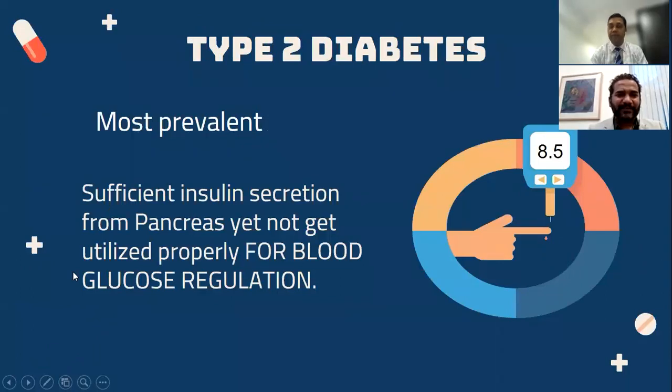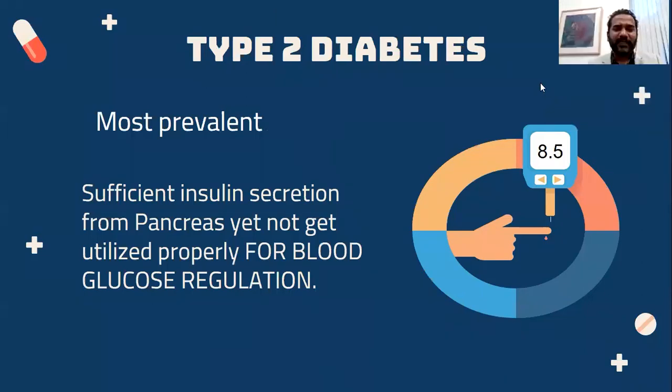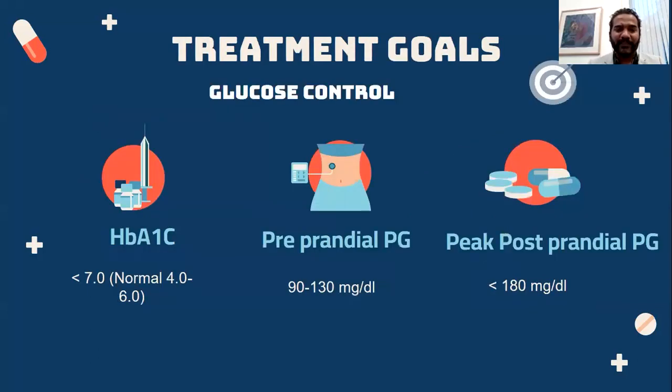So, next slide. As we discussed last session, the most prevalent diabetes is type 2, where there is either insufficient insulin, or maybe there is sufficient insulin, but the body is not able to utilize it properly. So, what are the goals for type 2 diabetes control?